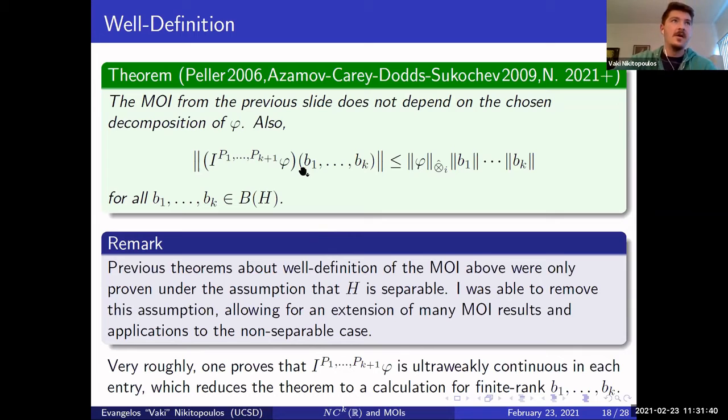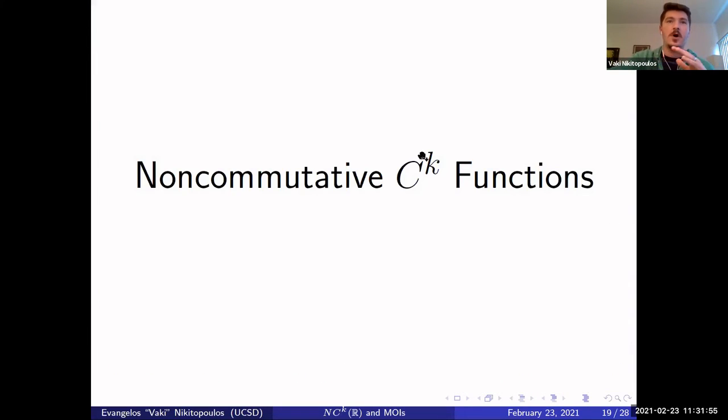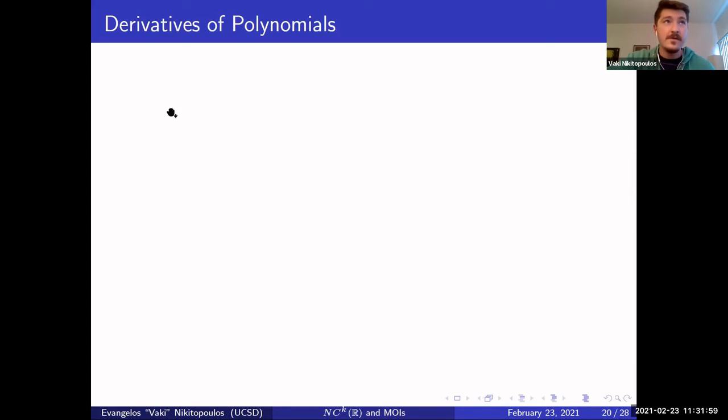All right, so now I have described to you how you should actually interpret these multiple operator integrals. And now going forward, I'll tell you what kinds of scalar functions F I'll be considering to differentiate the associated operator function. They're called non-commutative CK functions. And our starting point is going to be polynomials. So I will start with a discussion of the derivatives of polynomials.